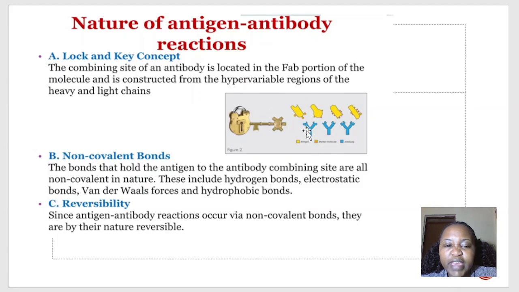So they combine under the lock and key concept, and the bond that binds the antibody to the antigen is non-covalent. That means it could be bonds like hydrogen bonds, electrostatic bonds, van der Waals, and also hydrophobic bonds. Because it is non-covalent, it's reversible. So these antigen-antibody reactions usually can be reversed.